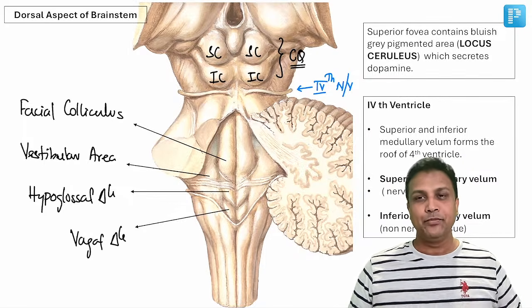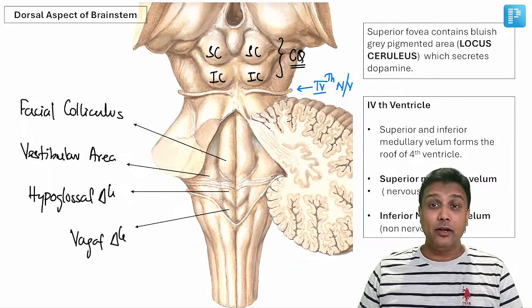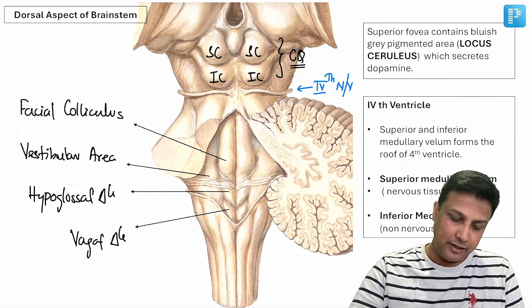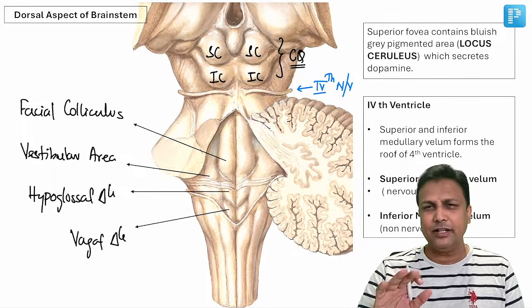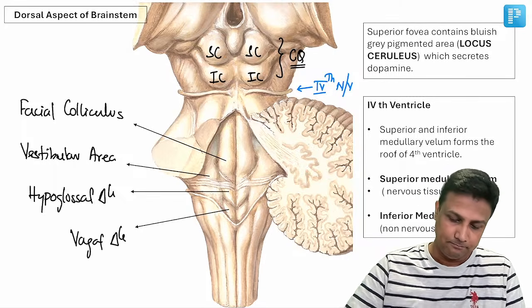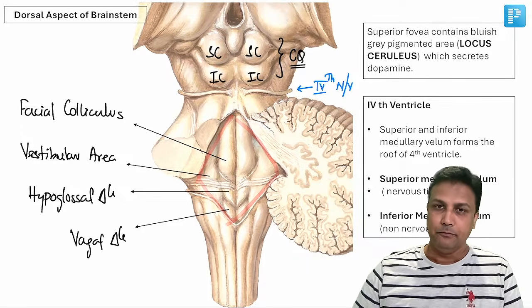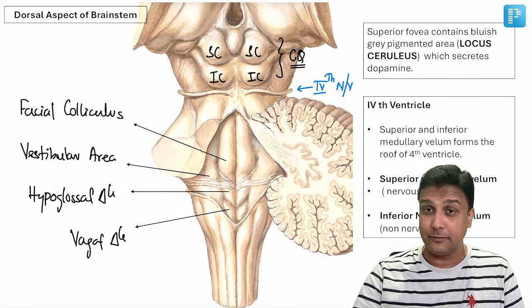Done. Now what do you have behind the pons and medulla oblongata? Behind the pons and medulla oblongata, you are able to see an elevation here. Actually, that is the floor of the fourth ventricle. This entire thing here will be the floor of the fourth ventricle, and that will be rhomboid in shape. That is why it is also referred to as the rhomboid fossa.